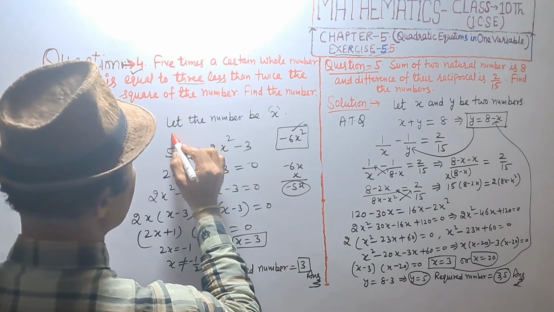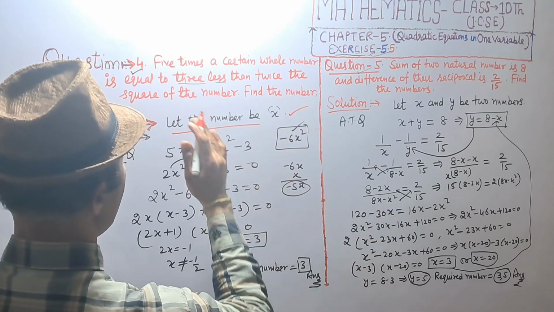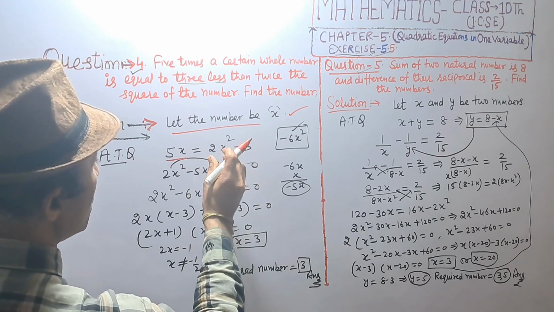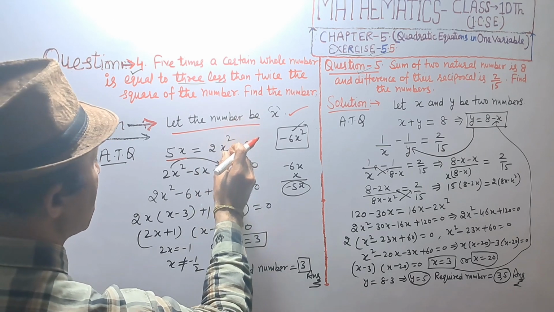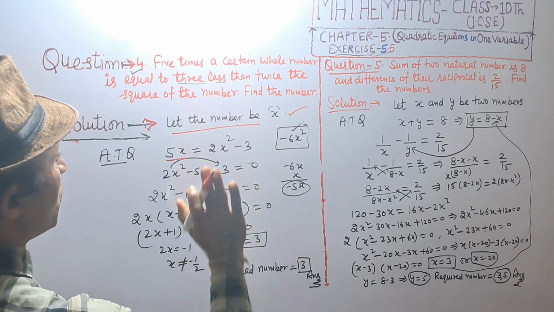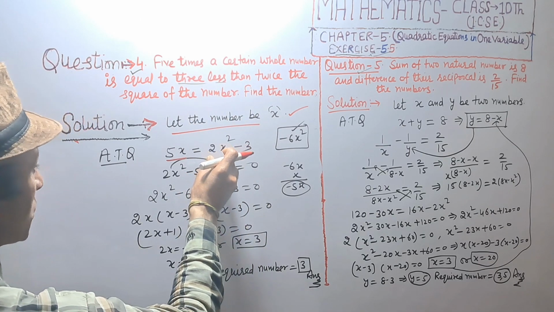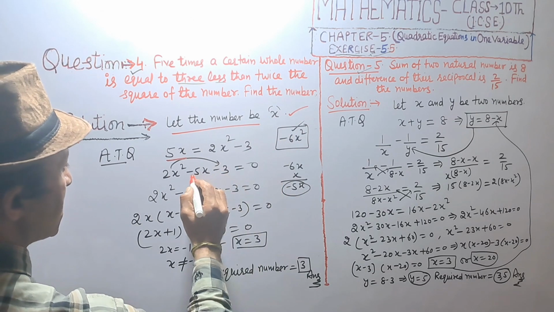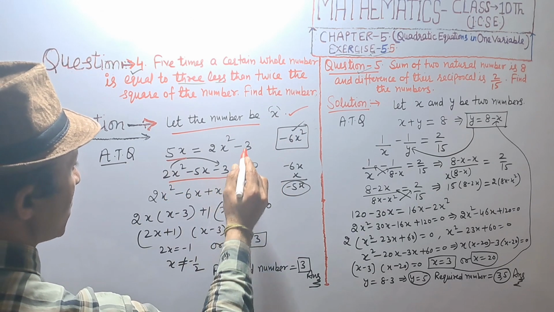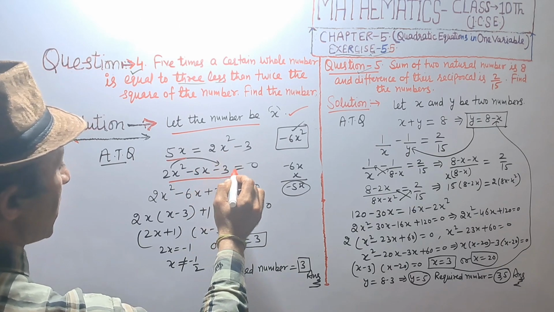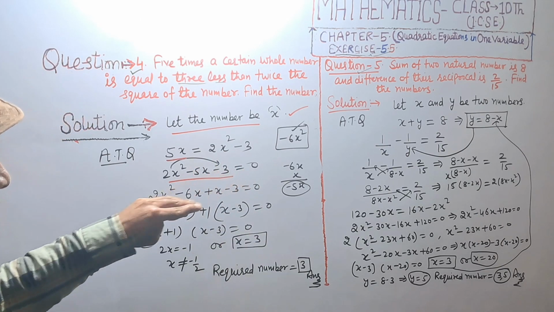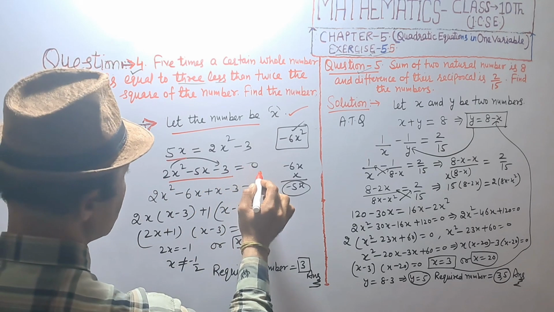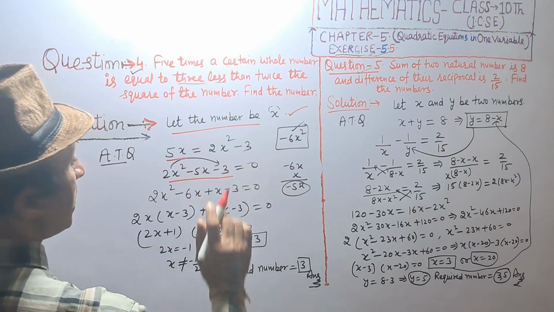Answer. Let the number be x. According to the question, 5 times the number is equal to 2 times the square of the number less than 3. So 2x², 5x is shifting to the right side, this will be negative, and it's a quadratic equation. 2x² - 5x - 3 = 0. 2x² - 5x - 3 = 0, and we are splitting by middle term.